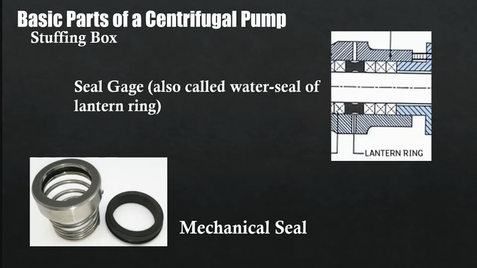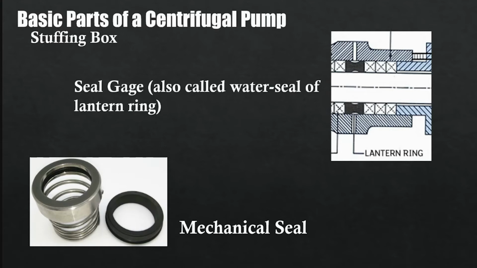Next is the seal cage, also called water seal or lantern ring. It provides passage to distribute the sealing medium uniformly around the portion of the shaft that passes through the stuffing box. This is very essential when suction leak conditions prevail, to seal against leakage of air.